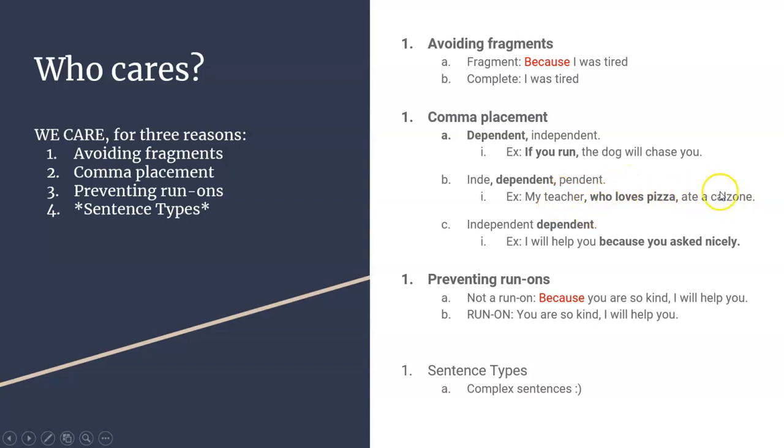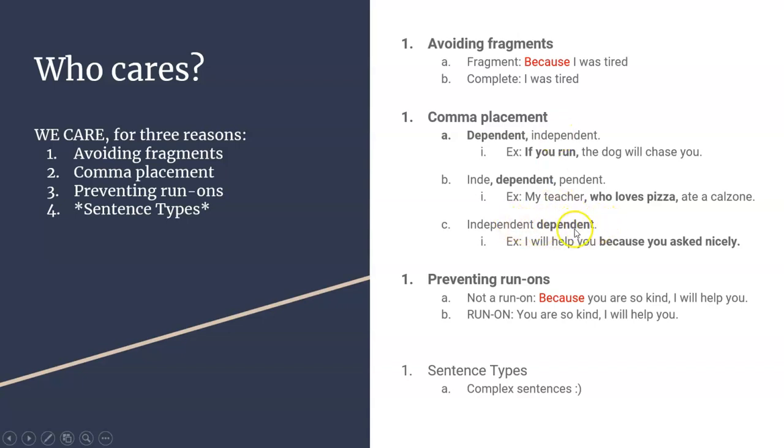If I just put "my teacher ate a calzone" together, that would be an independent clause. But I've got this dependent clause, or appositive, in the middle of it, which is fine, but I have to put commas around the dependent clause. Okay, and another comma help.